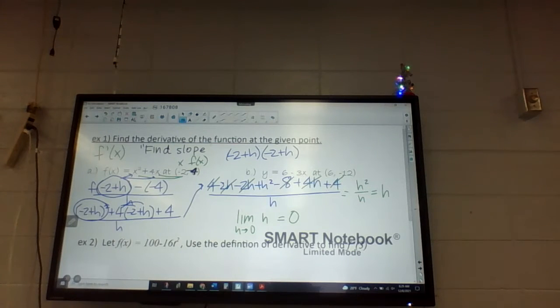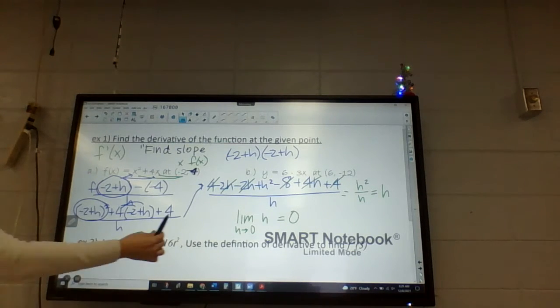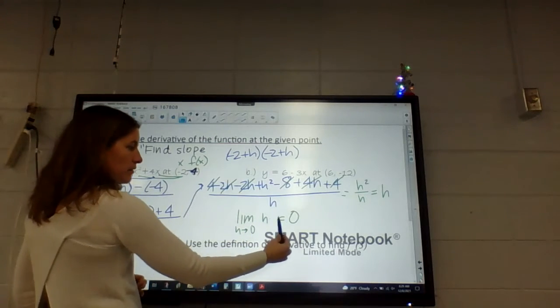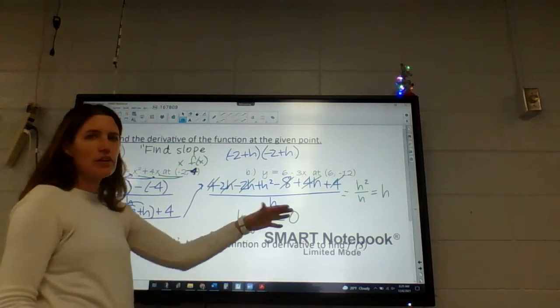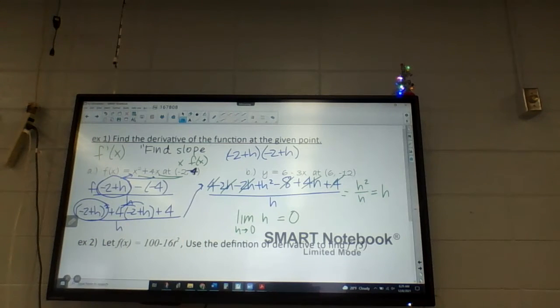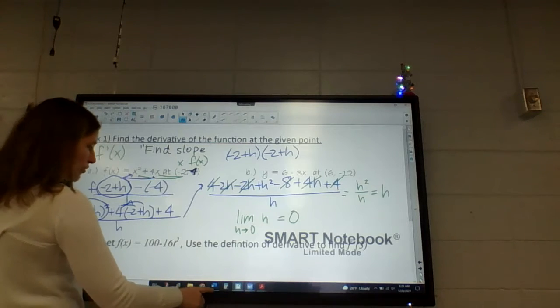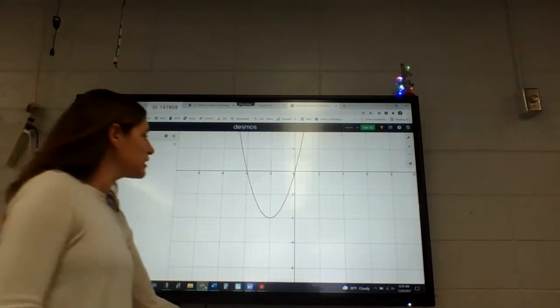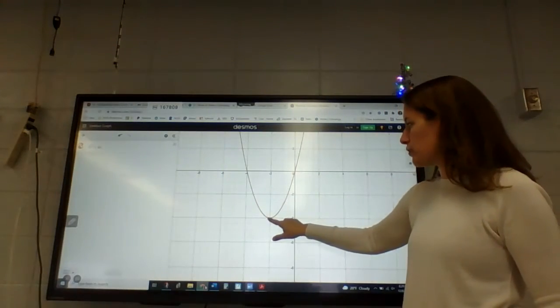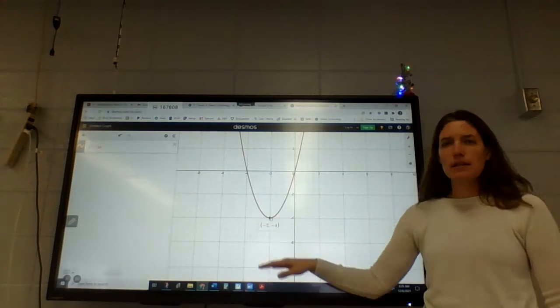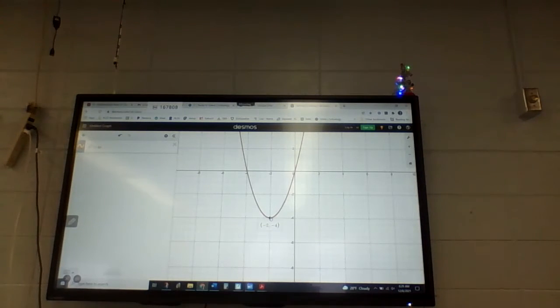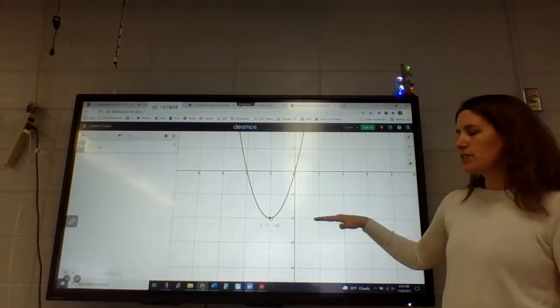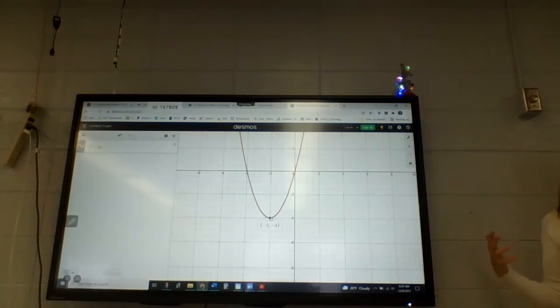Wait, and why is that? Because we're talking about the limit as h approaches 0. As this gets close to 0, it'll approach 0 as well. And what I did was, I wanted to graph this to show you guys real quick. Again, kind of going back to the graph. So negative 2, negative 4 on my graph, so I just graphed this. That's that point. So the tangent line at that point, the slope would just be 0. So that makes sense that that would be 0 in that place. Okay.